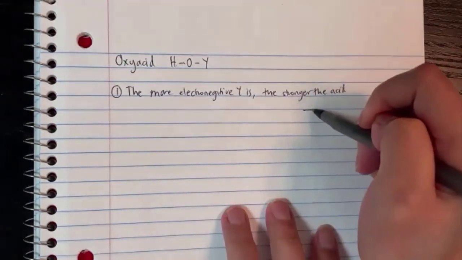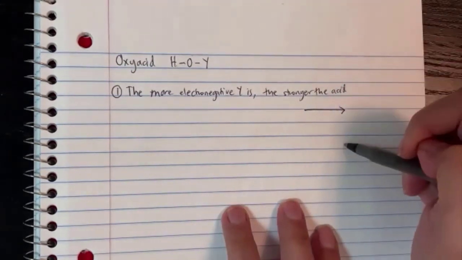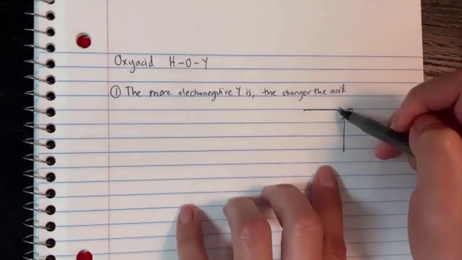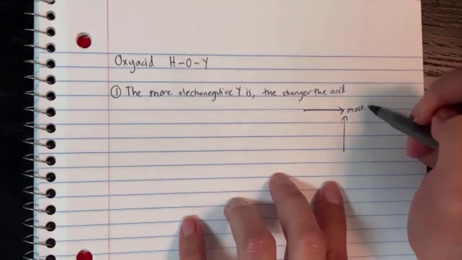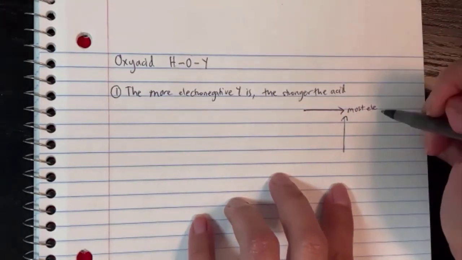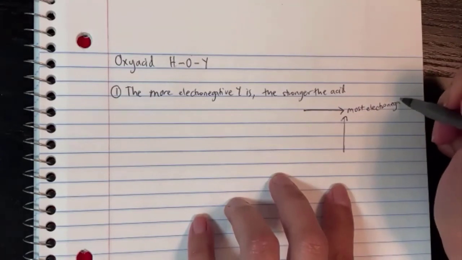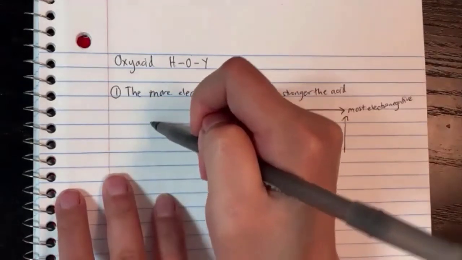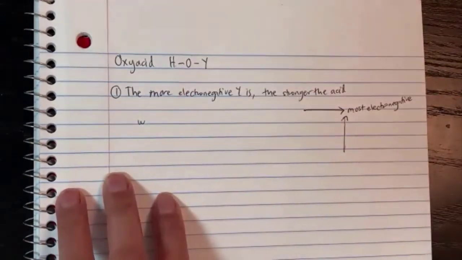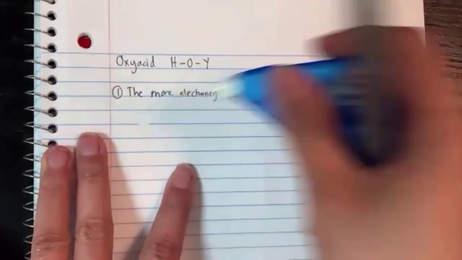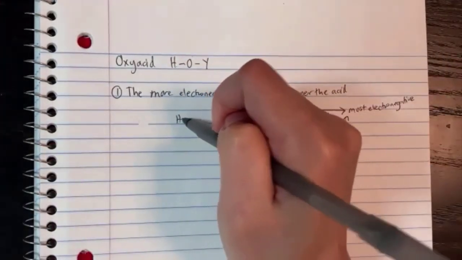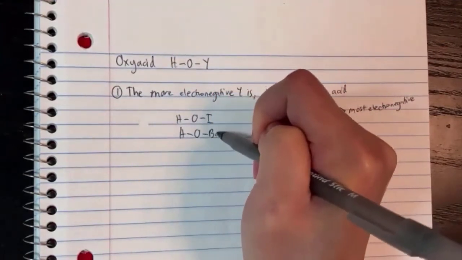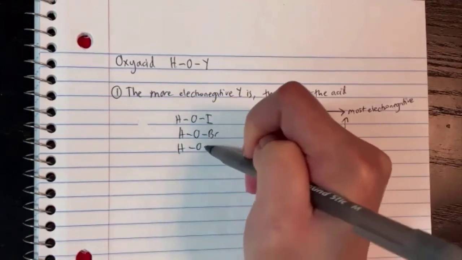Okay, so on the periodic table, the electronegativity trend goes up to the top and goes up as you go to the right. So the most electronegative is in the top right corner. Okay, so basically, if we have an example, HOI, and then we have HOBr, and then we have HOCl.